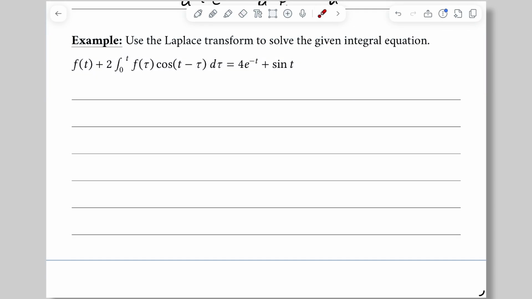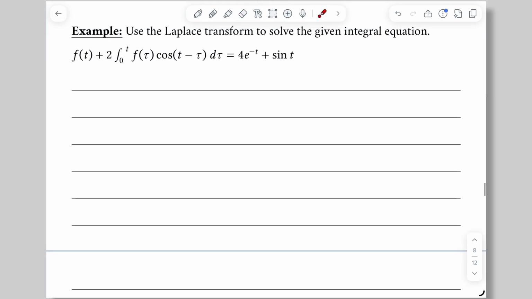Our next example is not even a differential equation. It's called an integral equation.